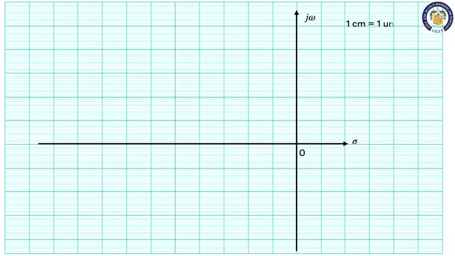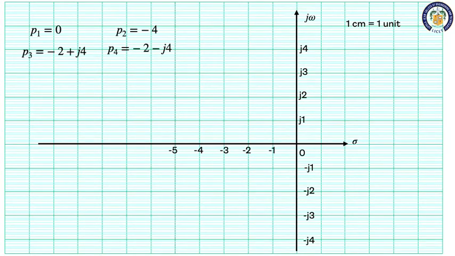In the graph sheet, I am taking 1 centimeter equal to 1 unit. Mark j1, 2, 3, 4, 5, and minus 4, minus 3, minus 2, minus 1. So P1 equal to 0, P2 equal to minus 4, and P3 equal to minus 2 plus j4, and minus 2 minus j4. Mark all the poles, that is 0, minus 4 and the complex poles. I have marked everything, so now we will move on to step 2.